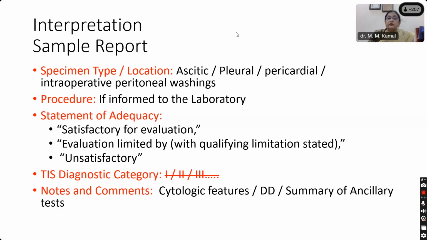Generally they do write, but if we do not know, we need to find it out. What was the procedure done? What are the different procedures called in such patients? In ascitic fluid, there is abdominal paracentesis. In pleural effusion, there is diagnostic thoracentesis. And in pericardial effusion, there is pericardiocentesis. And if it is an intraoperative or a second look surgery, you have peritoneal washings. This is very important.